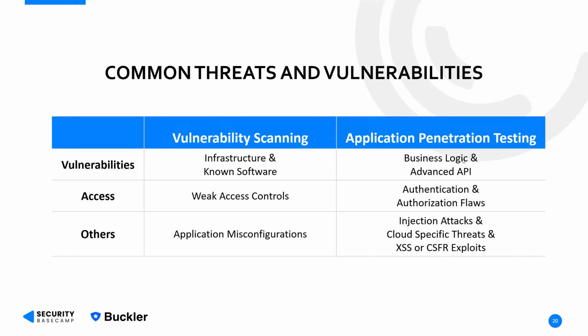Whereas the application penetration test is going to look at business logic errors, or errors in how we configure our application and our APIs, to ensure that our APIs don't allow for easy access to confidential data that they should not. We'll get into that in the case study.